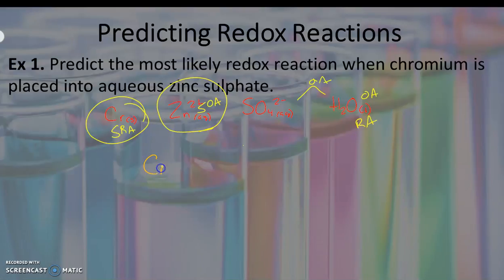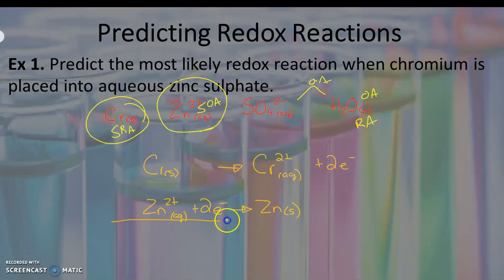So chromium is solid, and chromium is likely breaking down into its ion, which is Cr2+ aqueous. In order to write that balanced half reaction, I'd have to add 2 electrons, or I could just copy the exact reaction that's on my table here. Right now I'm going this way for my reducing agent. So that's chromium. Zinc is Zn2+ aqueous. In order for that to be neutral, it would have to react with 2 electrons, producing zinc solid. So these are my half reactions.